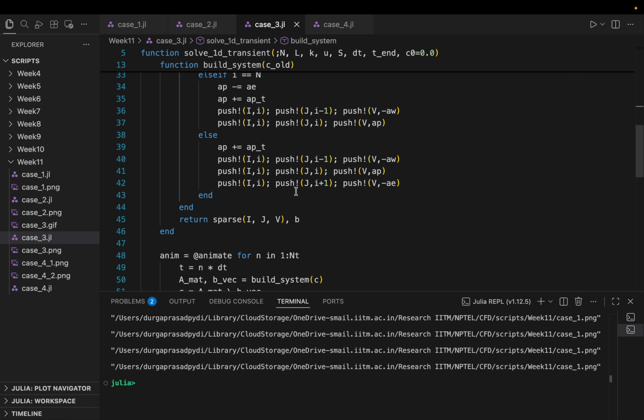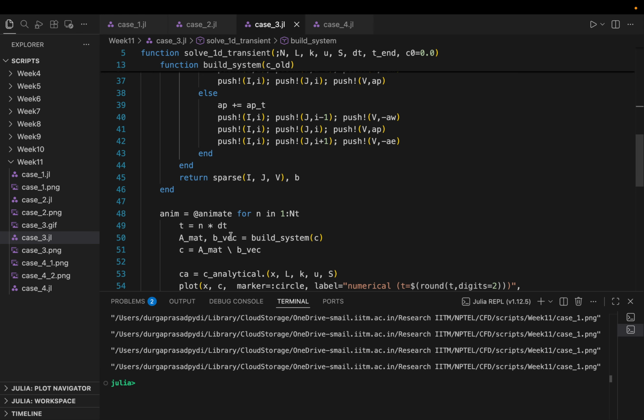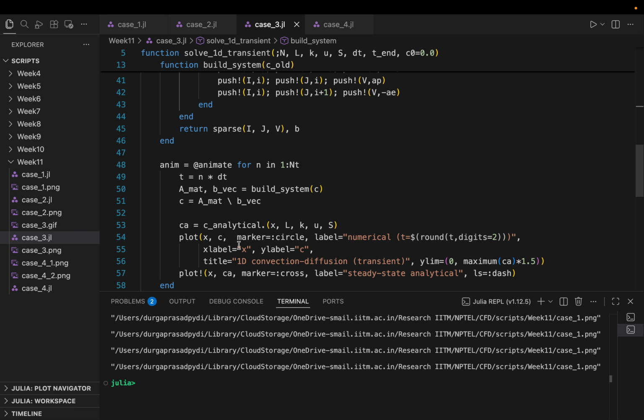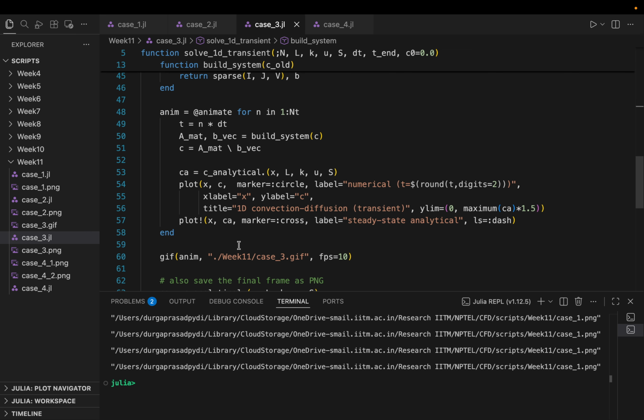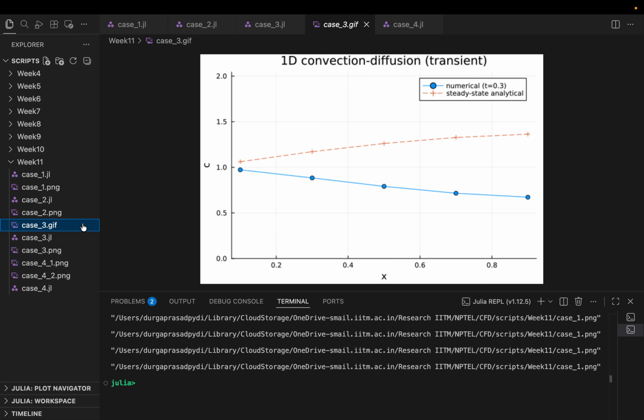So all we have to do is just like before, we build a sparse system, we solve those sparse equations, but then we have to do this for multiple time steps. Then the solution is something like this. It starts from some domain and it eventually reaches the steady state solution.